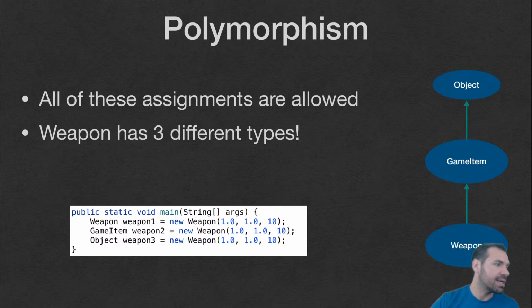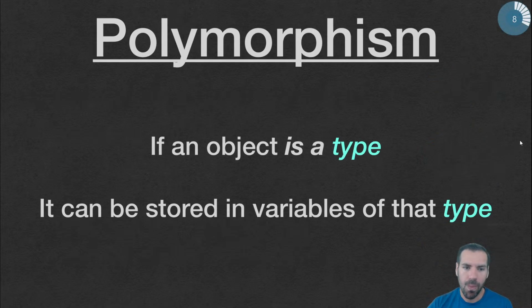Oh man, my slides, I'm going into the bottom right corner a lot on these slides. It says weapon. And that's it. So when we have an object of one type, we can store it in variables of any of its super types. And once we do that, we're using polymorphism.